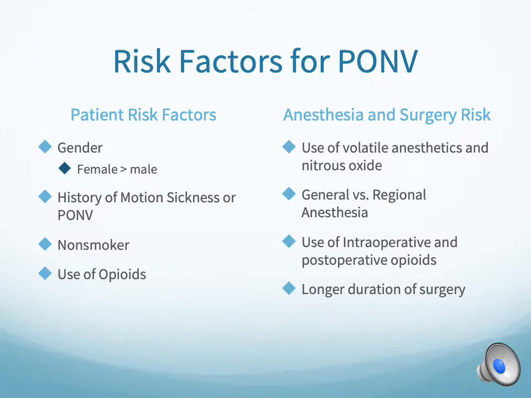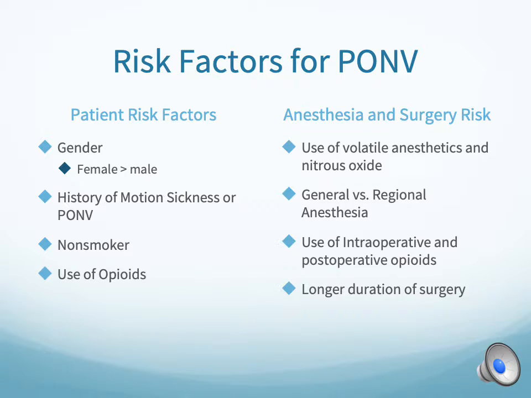Some anesthesia and surgery risks are use of volatile anesthetics and nitrous oxide, general versus regional anesthesia, use of intraoperative and postoperative opioids, and longer duration of surgery. The inhalational anesthetics, nitrous oxide, neostigmine, and opioids all have been implicated in the genesis of PONV. To avoid some of these pro-emetic drugs, you can use TIVA with propofol. An opioid-free technique can be used to decrease the likelihood.